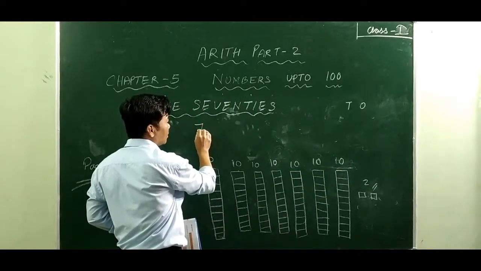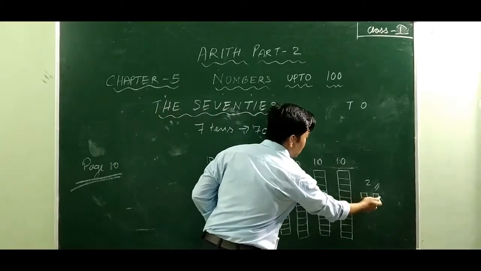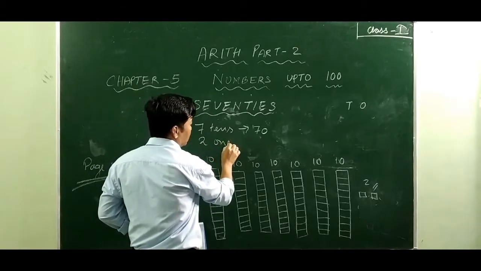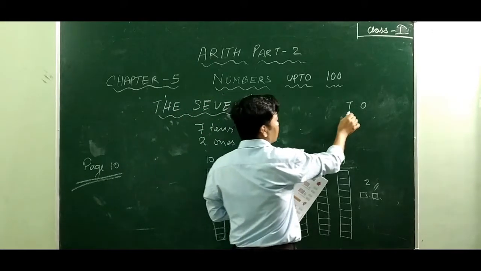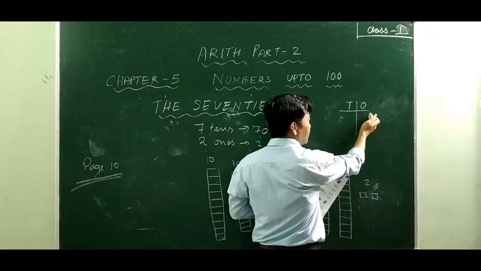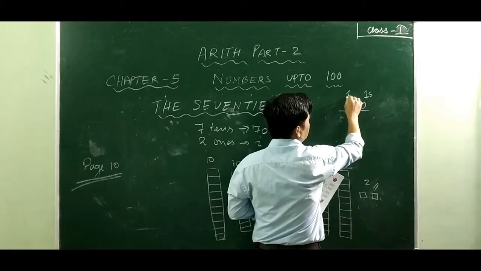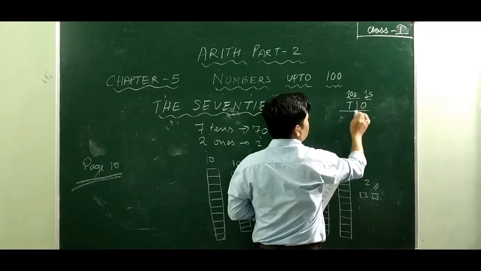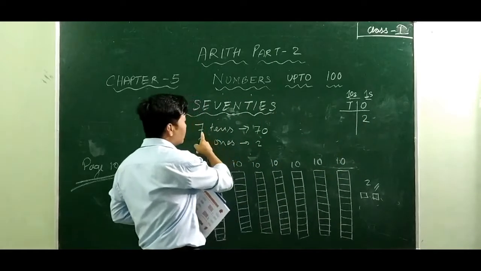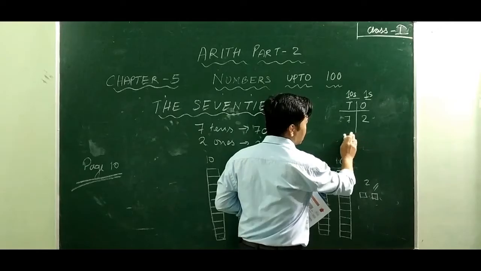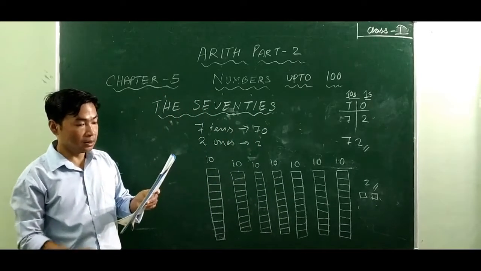1, 2, 3, 4, 5, 6, 7, we have 7 tens, which means 70. And we have 2 ones. So you have to put these tens and ones in the right place. The boxes are given here in the book in this way. On the right side of the box it is written ones, or you can represent it like this, one. And tens, you can represent it like that. Okay? So ones you will put in the ones place, 2. 7 you will put in the tens place. Which makes 7 tens and 2 ones, 72. Very easy.